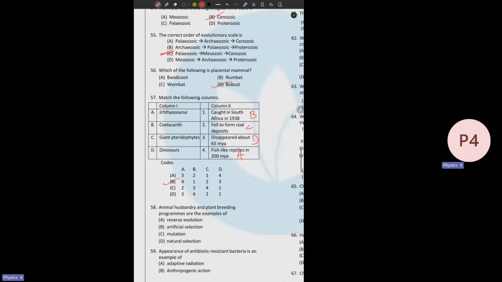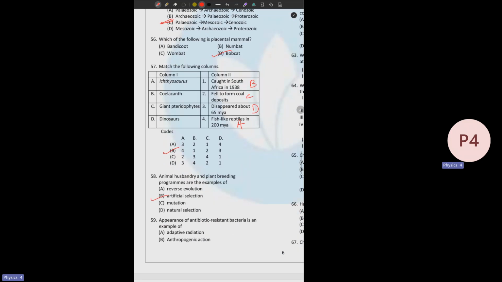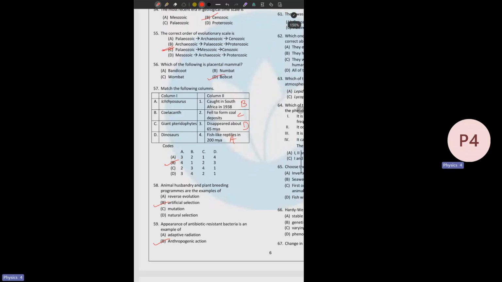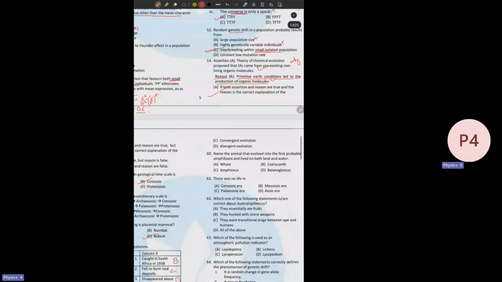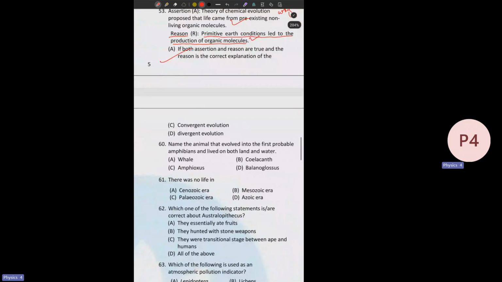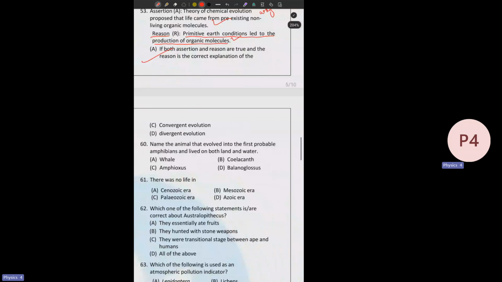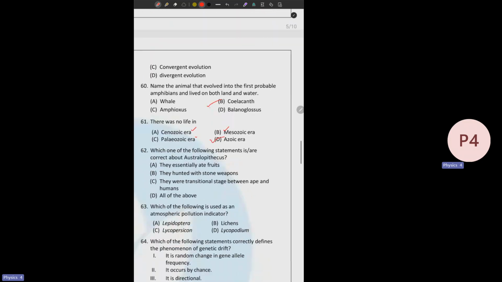Animal husbandry and plant breeding programs are the example of directly artificial selection. Appearance of antibiotic resistant bacteria is an example of, again, anthropogenic action. Name the animal that evolved into the first probable amphibians and lived on both land and water, that is coelacanth. There was no life in... See, we are able to see organism in this era, and this era also. So the correct answer is Ageoic era.